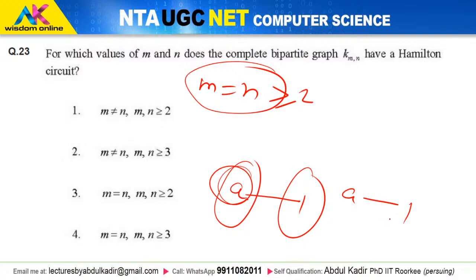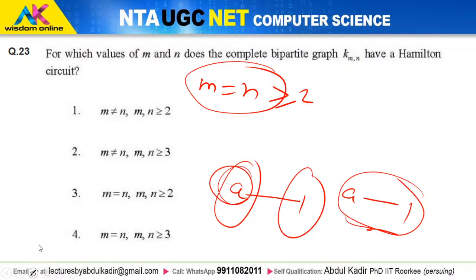So when you have this type of situation, from a you can go to 1, so this is not a Hamiltonian circuit, because this is not a cycle itself. You can see this is not a cycle. A cycle starts with 3 vertices. You need at least 3 vertices to have a cycle. So when m equal to n equal to 1, you do not have a Hamiltonian circuit, because there is no cycle itself.